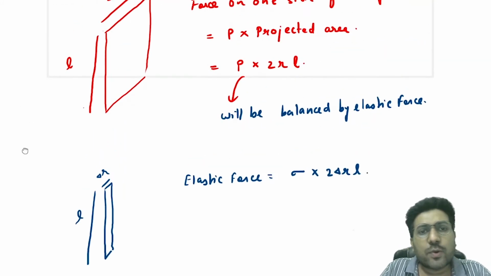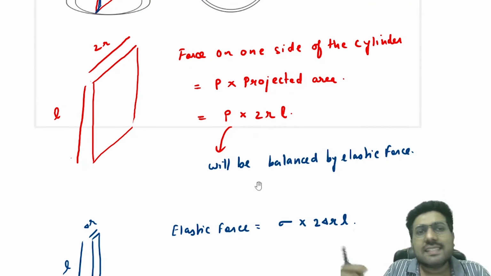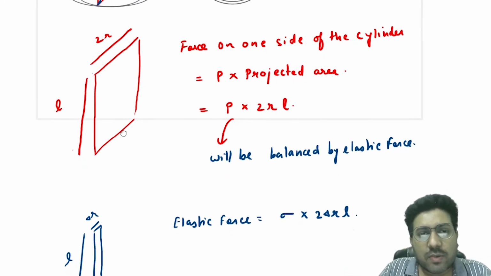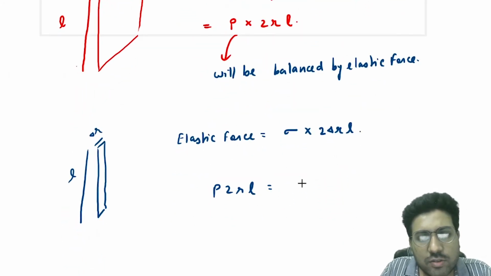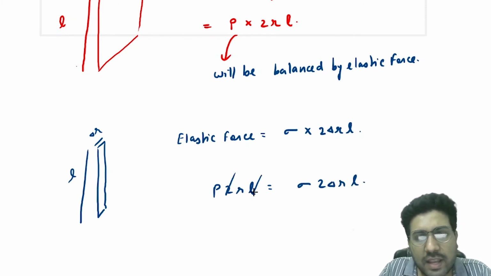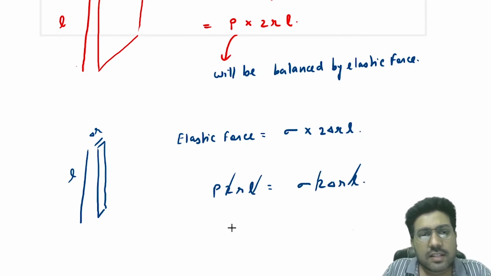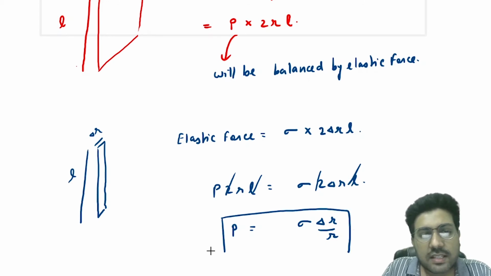But these two forces must balance each other. Because it is in equilibrium, the net force has to be equal. So you will say that P into 2RL has to be equal to sigma into 2 delta RL. From this you will get 2L getting cancelled. You will get the maximum pressure that you can have is sigma delta R by R. If the pressure is more than this, then the cylinder will break.